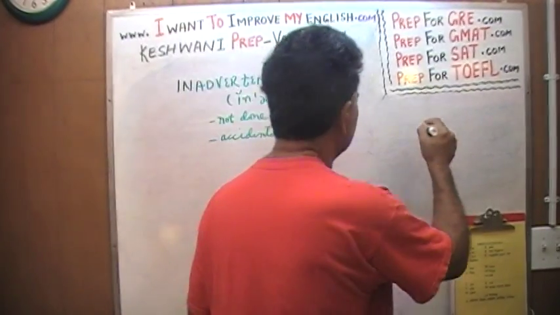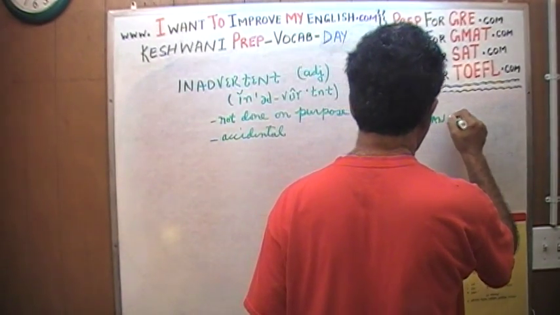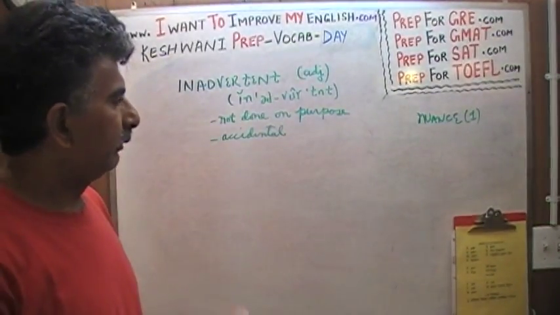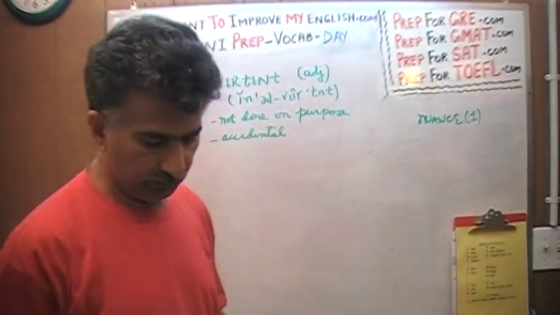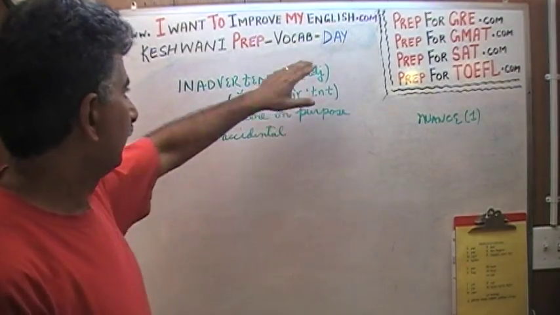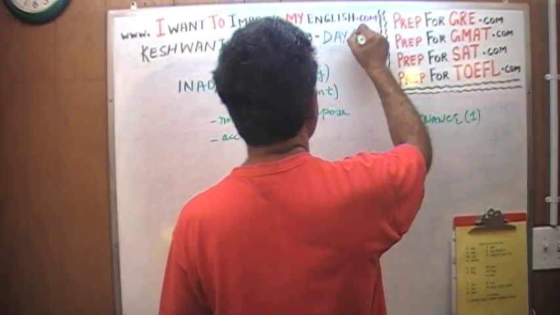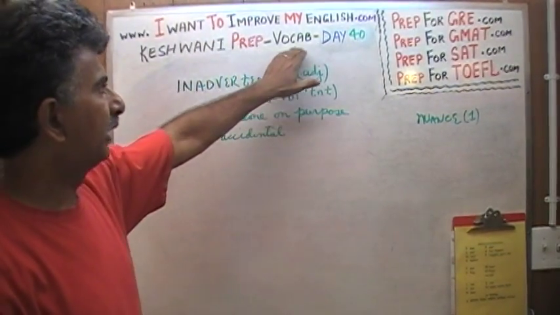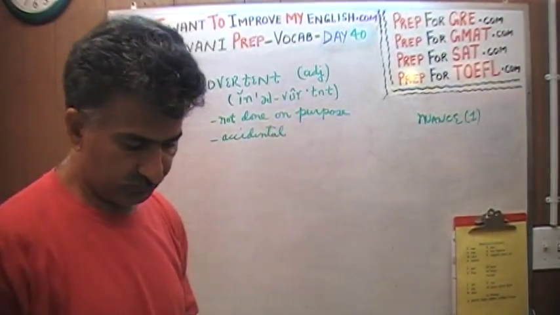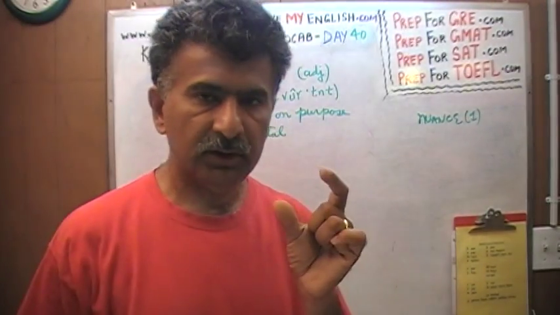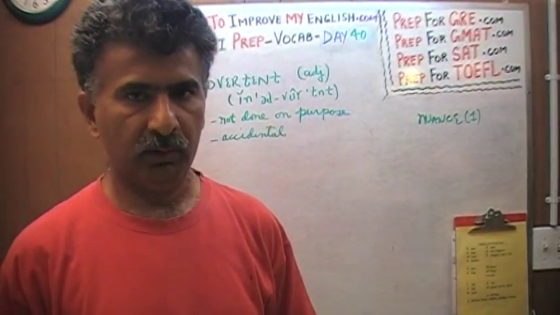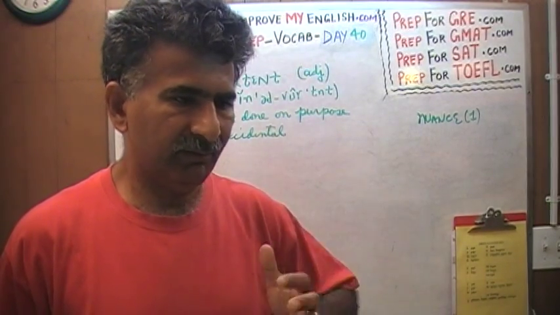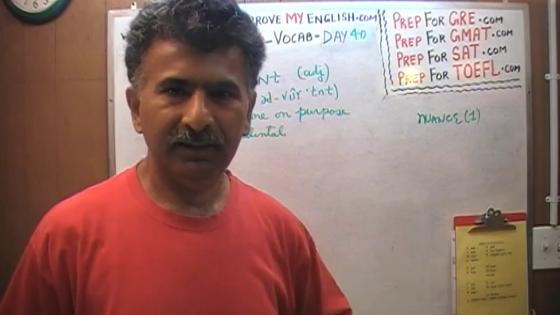For those of you who are curious, go to day number 1. Day 1, N-U-A-N-C-E, nuance. If you do not understand the word, go to day 1. This is day 40. Just type in the tag Keshwani Prep vocab day 1. The very first word that I covered is nuance, which is a minor, subtle difference in the meanings of words. Accidental has a nuance of something disastrous, something horrible. It doesn't have to be.